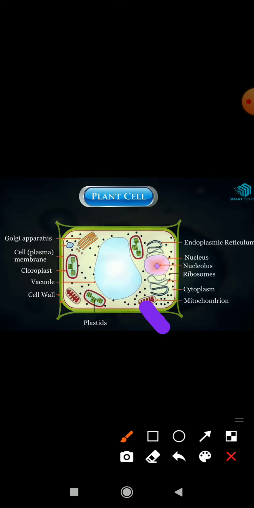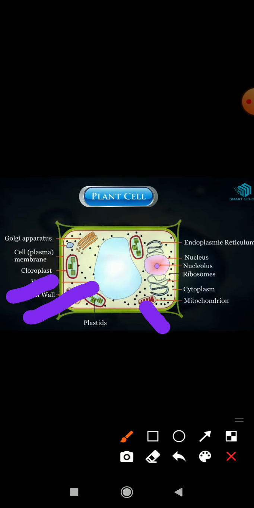In plant cell, the vacuoles are large. The size of vacuoles in plant cells is very large compared to animal cell. And the chloroplast. In plant cell the chloroplast is present, and the function of chloroplast: in the leaves of green plants the green pigment absorbs sunlight, and carbon dioxide and water are added, and they produce their food in the form of glucose. I think you all understand.